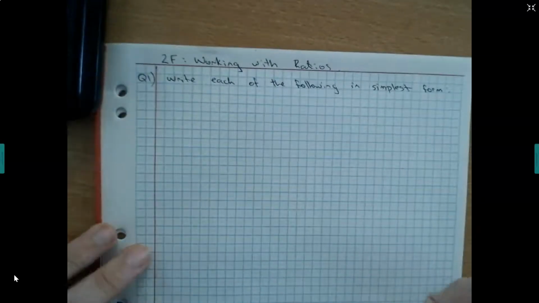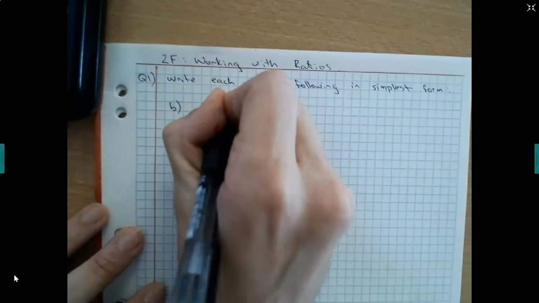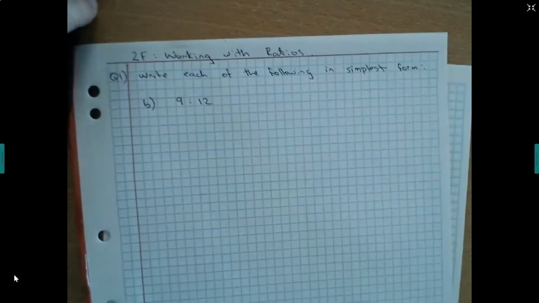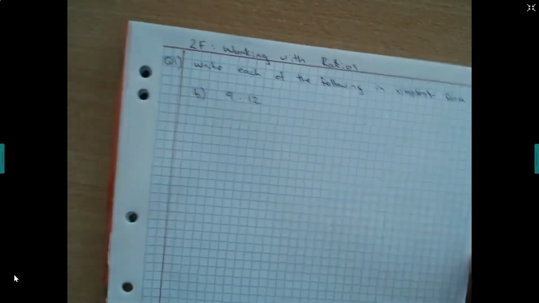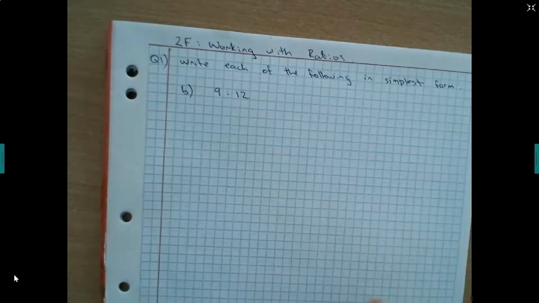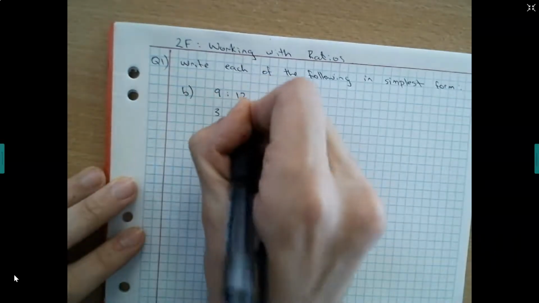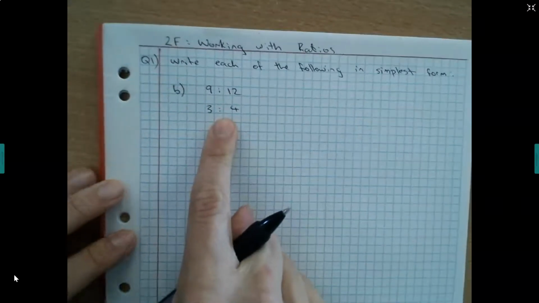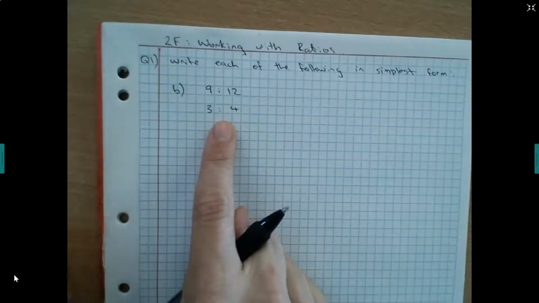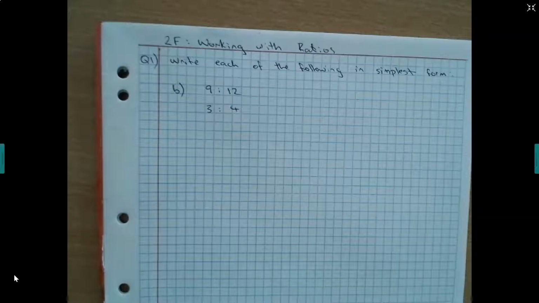And if I had a ratio like this, B, 9 to 12. Just like we did with fractions, when we wanted to simplify them, we just have to look for a common factor. So what's the obvious common factor here? 3. So if I was to divide each by 3, 9 would become 3 and 12 would become 4. So 3 to 4 is that ratio written in simplest form. So you need to find the highest common factor of the two and then divide each of them by that factor.